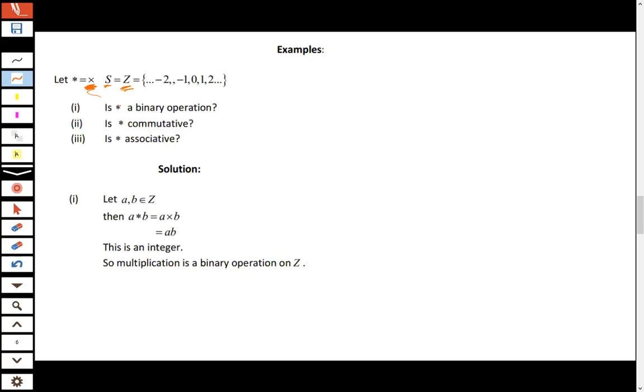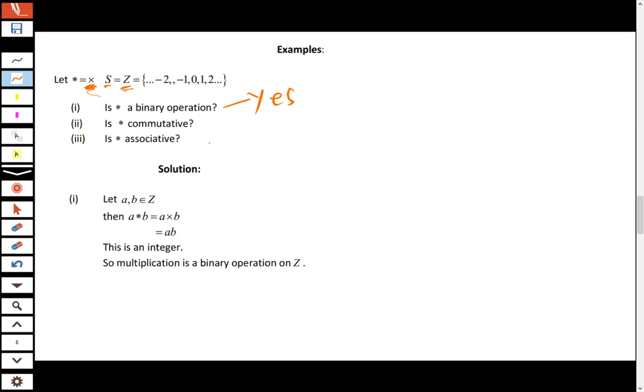You can think of any numbers that you may multiply to get something that will not be an integer. Any two integers that we can multiply to get a number that is not an integer. If that exists, it means that it's not a binary operation. But if it doesn't exist, like in this case, there are no integers that you can multiply to get a number that is not an integer. Hence, star is a binary operation. So this one, the answer is yes.